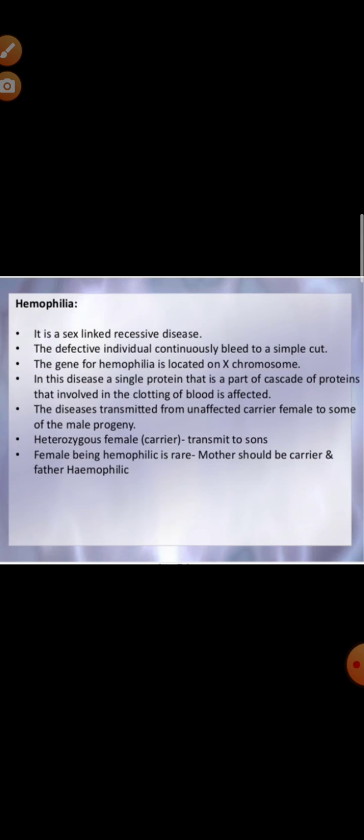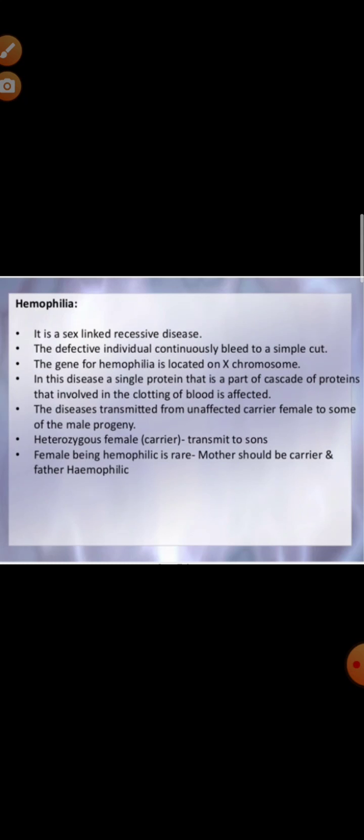Now we will discuss the disorders in detail. First disorder, basically not diseases, these are disorders. First disorder is hemophilia. Hemophilia is a sex-linked recessive Mendelian disorder. What happens here? A patient who is having the hemophilia disorder will continue to bleed even with a minor cut. Why? Because he will have a defect in coagulation of blood.